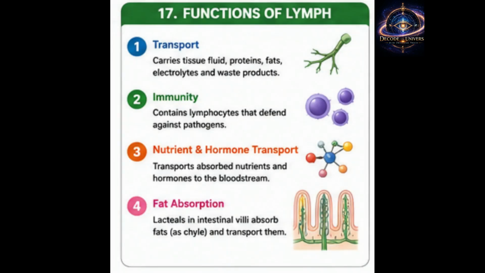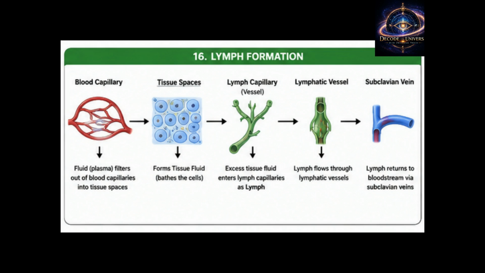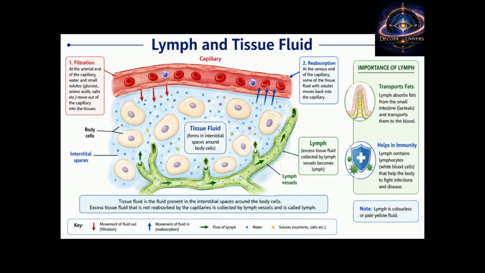Functions of lymph. Helps in exchange of nutrients, gases, and wastes. Carries lymphocytes for immunity. Transports nutrients and hormones. Absorbs fats through lacteals in intestinal villi. Real-life example. Lymph is like a drainage and backup transport system of the body.